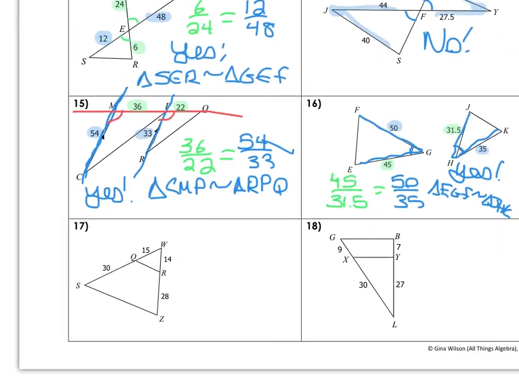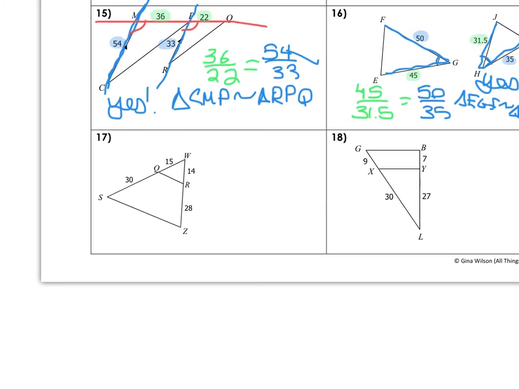All right, let's move to the last two. So first thing I need is one angle, and it has to be contained between the sides. So I've got this big triangle here, and I've got this little triangle here, and you'll notice this angle right here is what they share. So therefore, this is their angle.